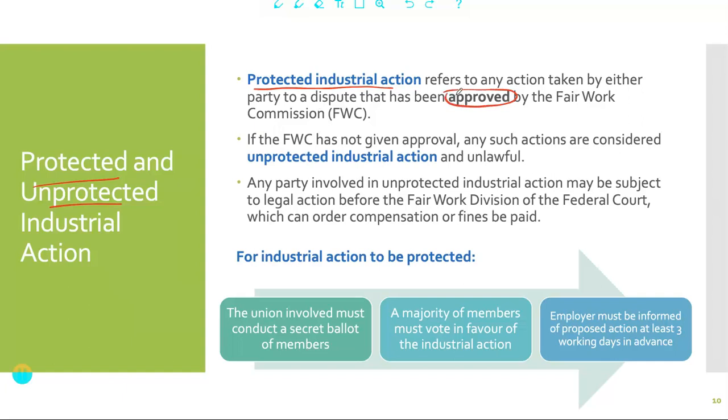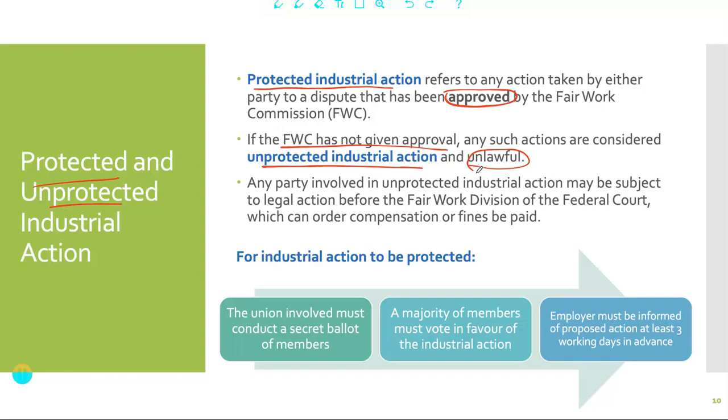If the Fair Work Commission has not given approval, we would say it is unprotected industrial action, and really important, it is unlawful. That party has broken the law. So strikes can be against the law or not against the law. Now, any party involved in an unprotected industrial action may be subject to legal action. They might be ordered to pay fines or compensation.